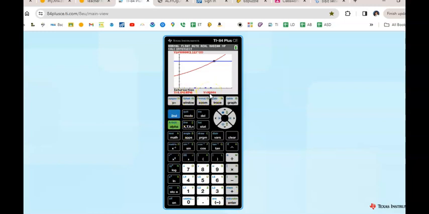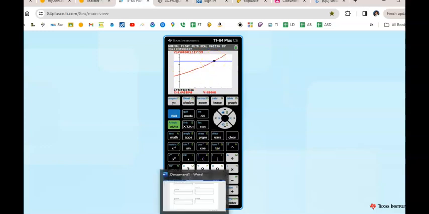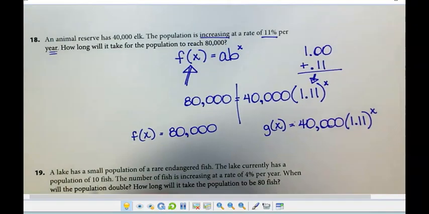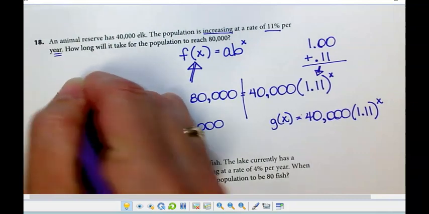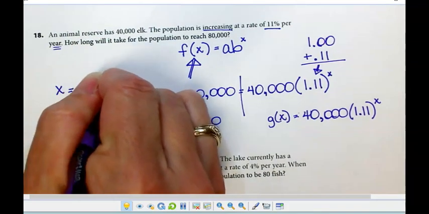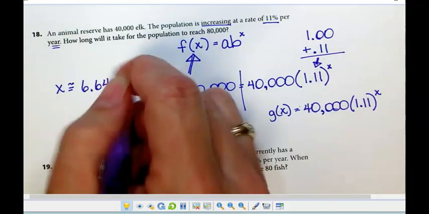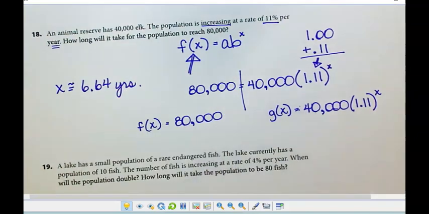All right. So both lines have a y value of 80,000 at 6.64 for your x value. In other words, 6.64 years go by, and those two lines are both equal to 80,000. In other words, the population has doubled like they wanted. All right, so where am I? Your x is about 6.64 years.